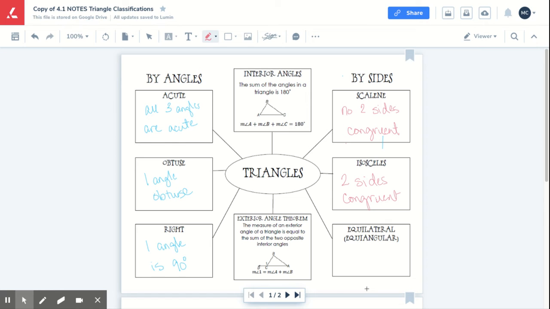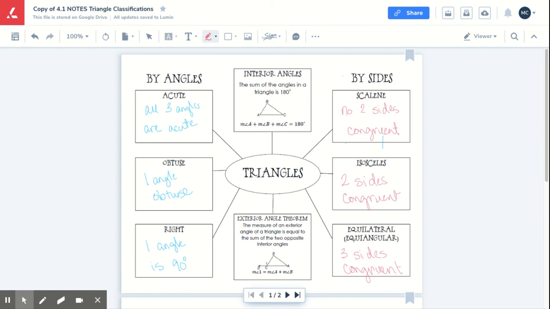And we would call it equilateral, which is also equiangular, if all three sides are congruent. If all three sides are congruent, then that means that all three angles are going to be congruent also. So that's why we could call it equilateral, which means equal sides, or equiangular, which means equal angles.